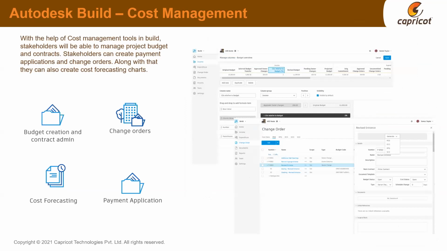So today we will talk more in detail about cost management, which helps the stakeholders manage the budget of the project and the contracts. The stakeholders can create multiple payment applications, the monthly payment applications, for the contractors, the subcontractors, and the owners. We'll see how. Along with that, they can create forecasting charts wherein people will be able to see or understand where the cost might go in the project for a particular schedule of values.